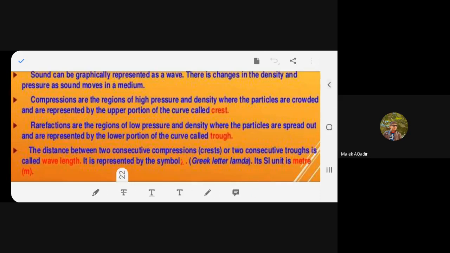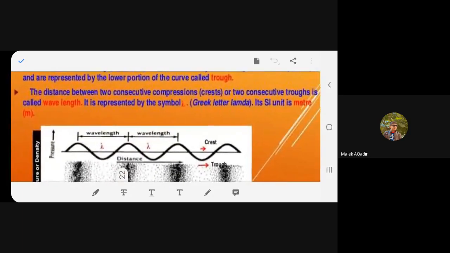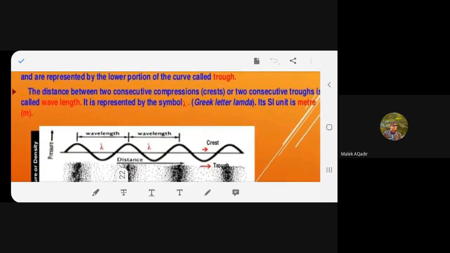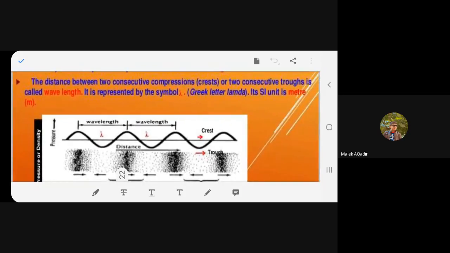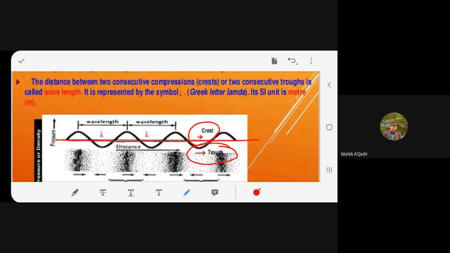Let's see the graph. Now here we see that the upper portion is the crest, the lower portion is the trough. Can you see this? This is the middle line. Can you see the middle line better? Here, this is the middle line. So the upper portion is the crest and the lower portion is the trough. This much you should understand.